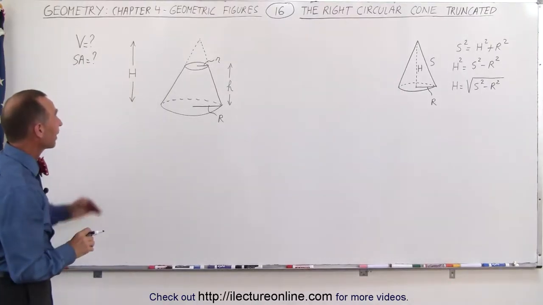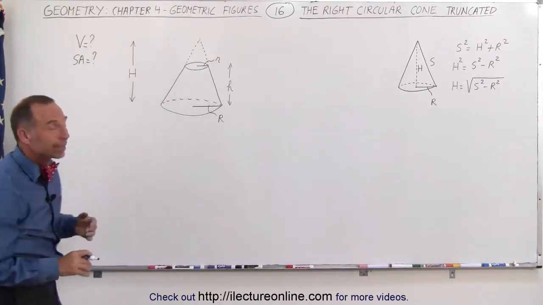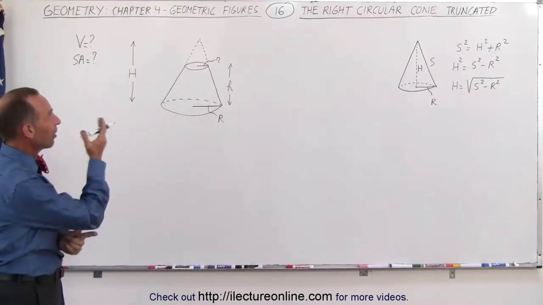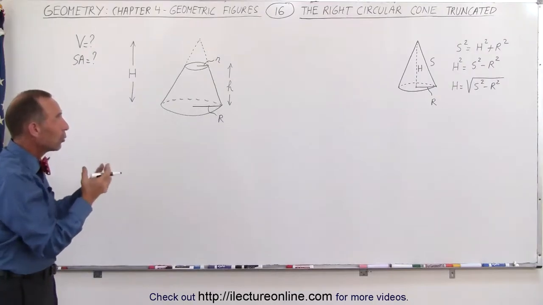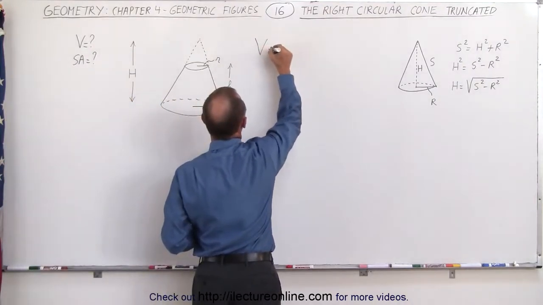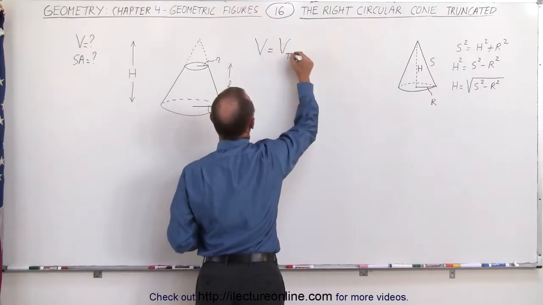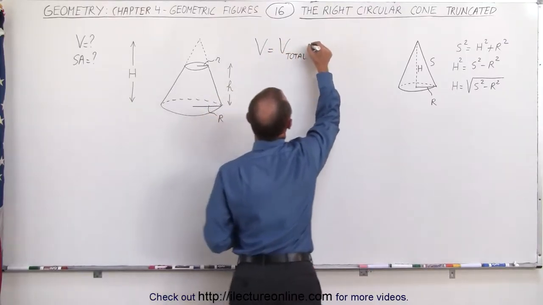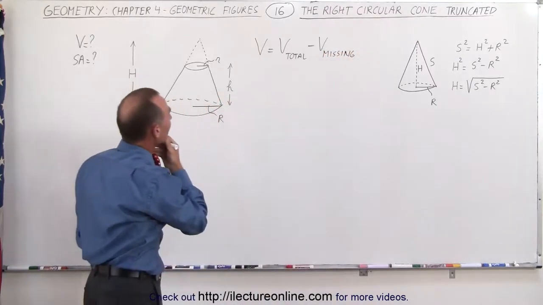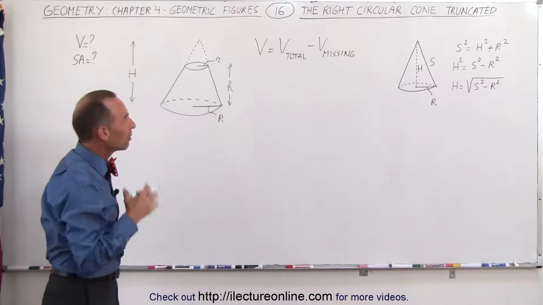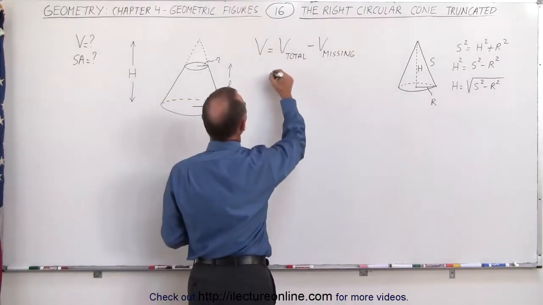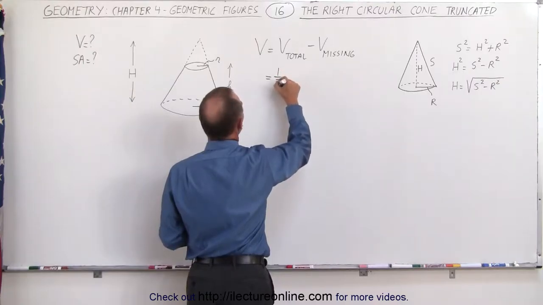Here we have what we call a truncated right circular cone. If we're going to try to find the volume and the surface area, we need to come up with a few more tricks. First of all, how would we find the volume of a truncated cone like this? The best way to do that is to first find the volume of a non-truncated cone and then subtract from that the small piece that is removed, and think of that as a cone in itself. So the volume is going to be the volume of the total cone minus the volume of the missing piece.